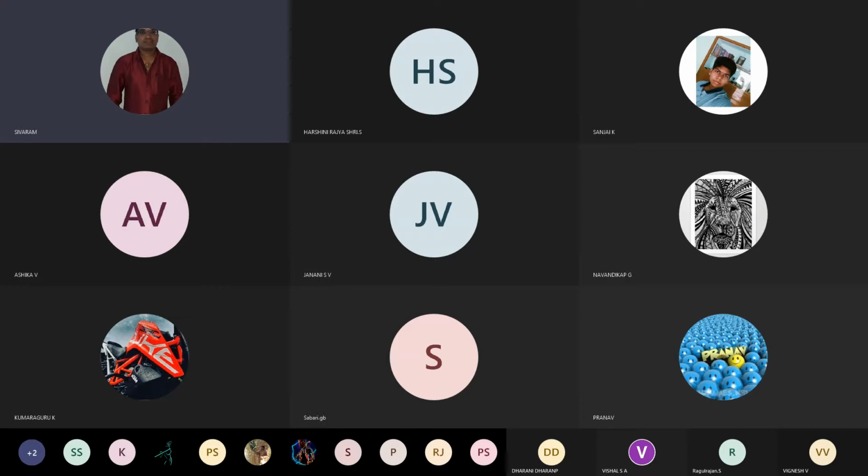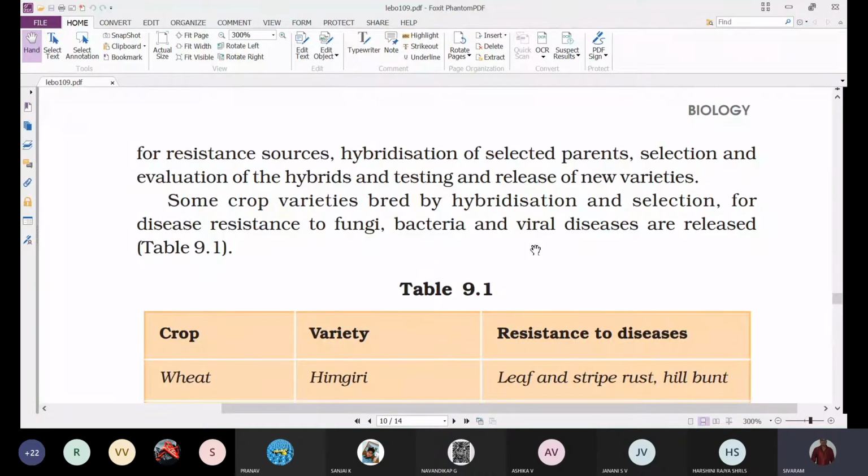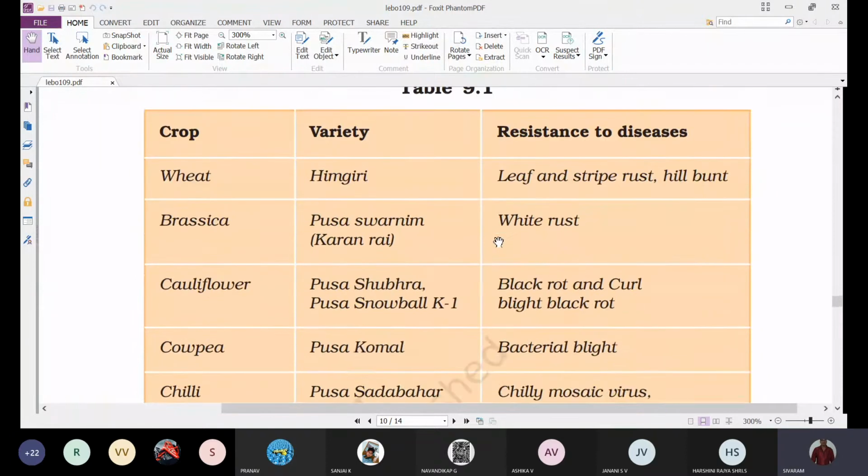Okay, when you observe here, that means we have developed some plant varieties of disease resistance by using conventional breeding, and we also developed certain plant varieties of disease resistance by using mutational breeding. First we'll discuss some of the plant varieties which have developed disease resistance against certain diseases by using conventional plant breeding.